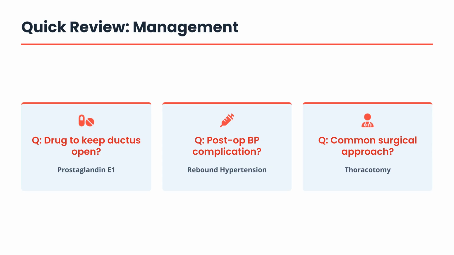Let's review management keywords. Prostaglandin E1 is the drug used to keep the ductus open. Rebound hypertension is the critical post-op complication. The common surgical approach is thoracotomy.